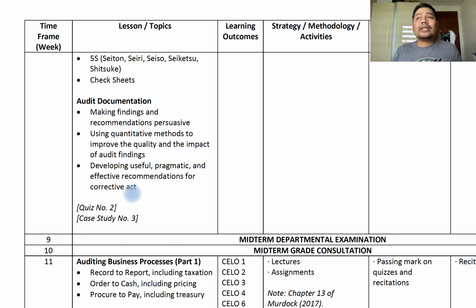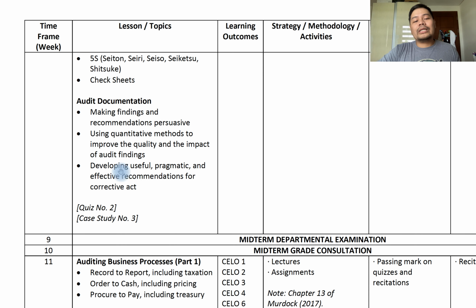It should also be pragmatic. When you say pragmatic, it's being practical. When you say practical, it should be cost-effective. Ibig sabihin, may recommendation na sobrang ganda, pero sobrang mahal or expensive, then it's useless. As much as possible, practical siya na useful siya, kasi nga, cost-effective din siya. Okay, kita niyo yung connect.